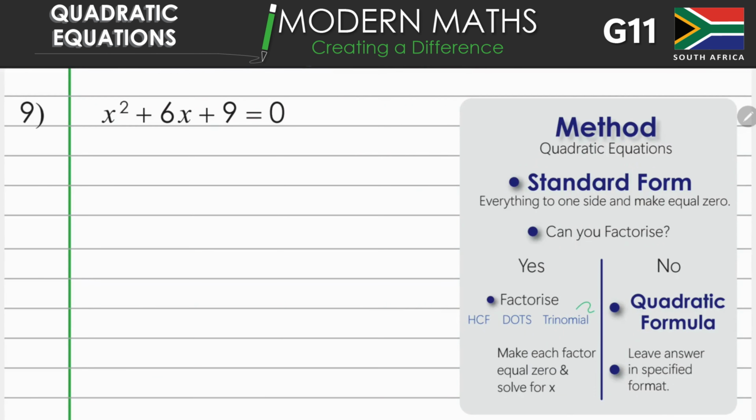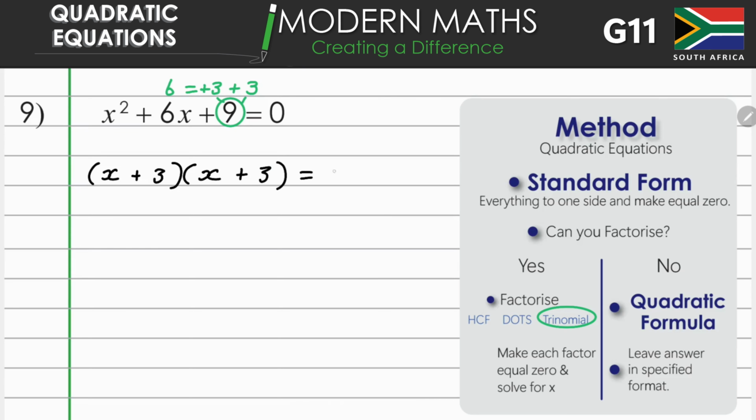Right, second last example for the day features a perfect trinomial. Now, when you have a perfect trinomial, you are only going to get one solution for x. So we have a trinomial on our hands here. It's already in standard form, so we're going to factorize. So 3 times 3 will give me that 9 at the end, and I'm somehow going to add or subtract those to give me the plus 6 in the middle. So plus 3 will give me that plus 6 in the middle. And then I can just factorize straight from there. x plus 3, x plus 3.